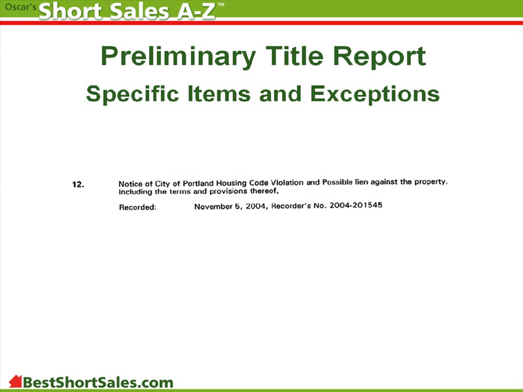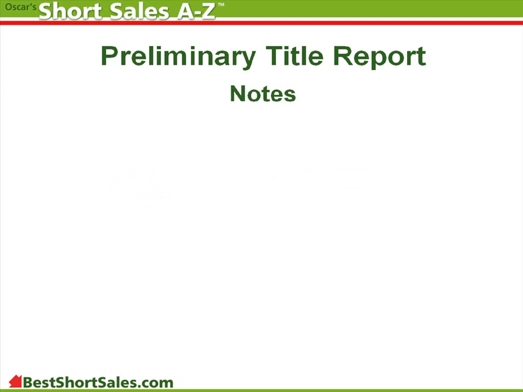Item 12, the last item, is a notice of violation and possible lien. It reads, notice of housing code violation and possible lien against property. The preliminary title report also has notes. These notes typically refer to claims against the buyer and the seller. Currently opened bankruptcy cases and judgments are exposed here. Note B states, there are no recorded judgments against the buyer.